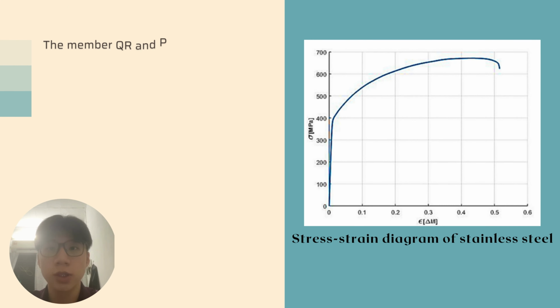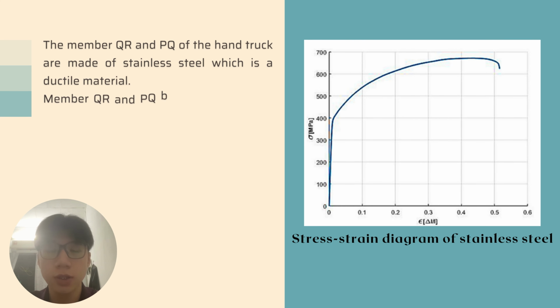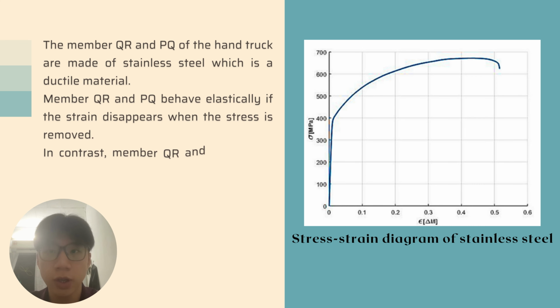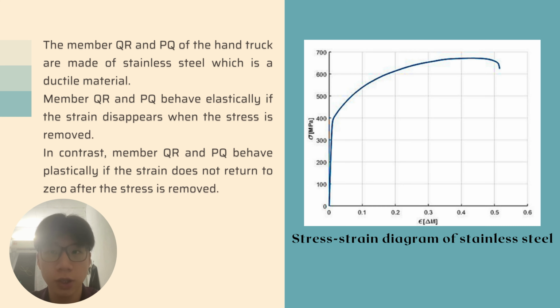Now, we can see the stress-strain diagram of the standard steel on the right side. As you know, standard steel is a ductile material. Remember, QR and PQ behave elastically if the strain disappears when the stress is removed, while they behave plastically if the strain does not return to zero after the stress is removed.